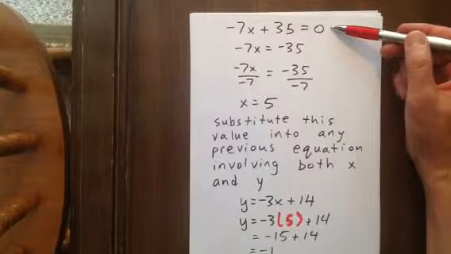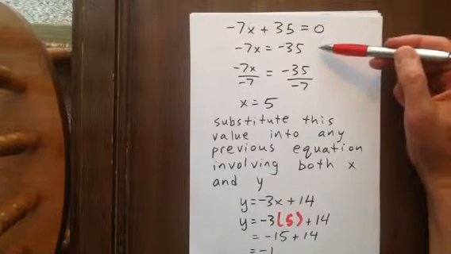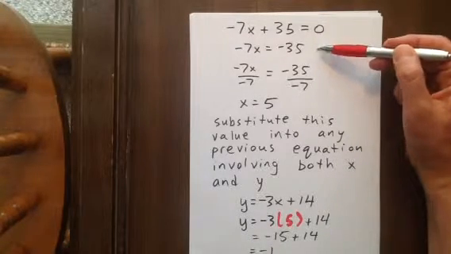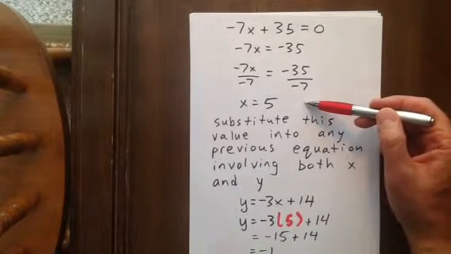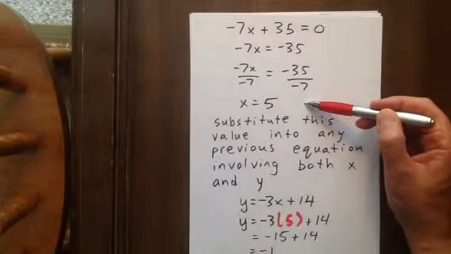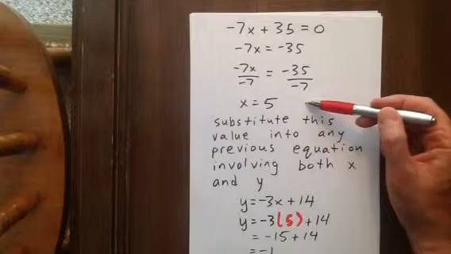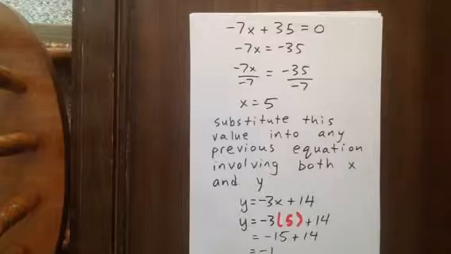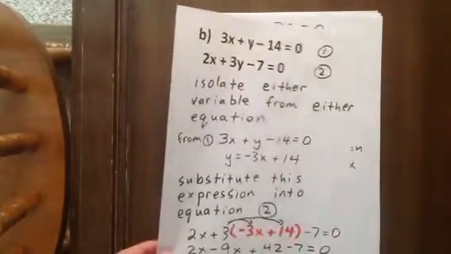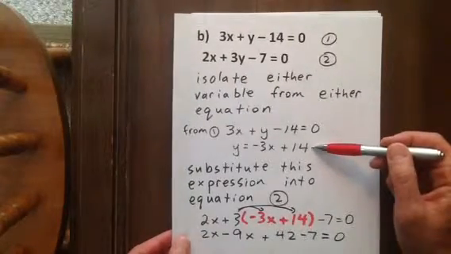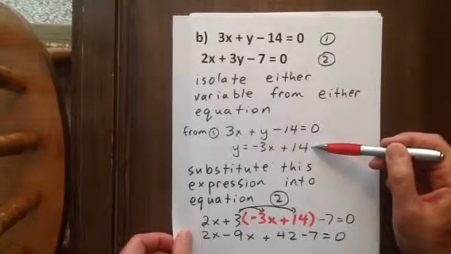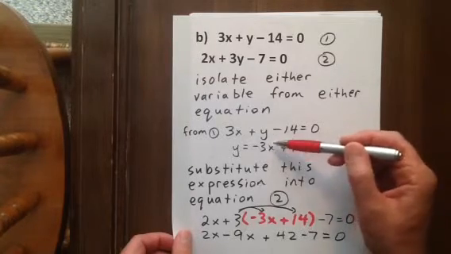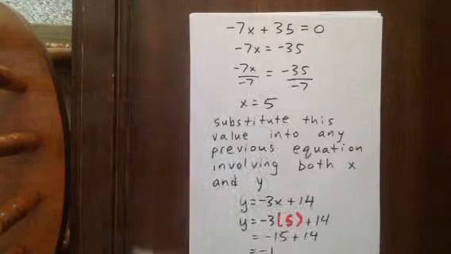Simplifying that gives us negative 7x plus 35 equals 0, which means negative 7x equals negative 35. Dividing both sides by negative 7 gives us x equals 5. Now we can substitute this value of x equals 5 into any previous equation involving both x and y. So if we go back a bit, we see that this equation right here, y equals negative 3x plus 14, is tailor-made for us to substitute in a value for x and simply evaluate the y.